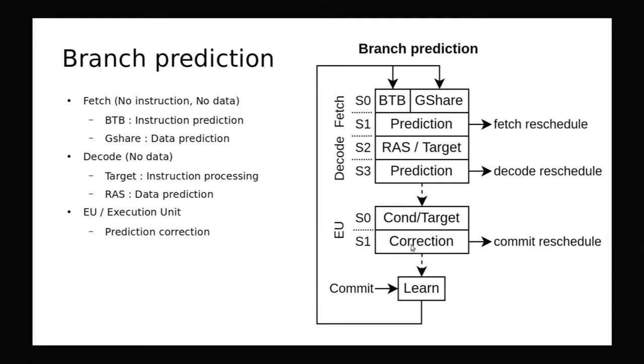And finally, when we commit the branch, commit means we can apply the side effect of the branch. At that moment, we can learn. So there is kind of a loop allowing the branch prediction to learn from its mistakes, for instance.